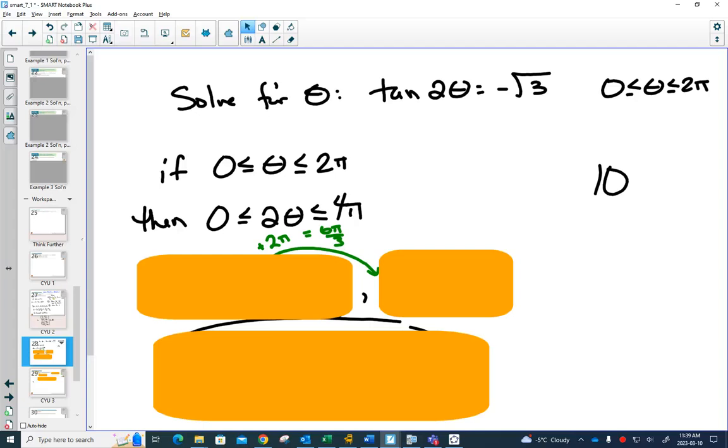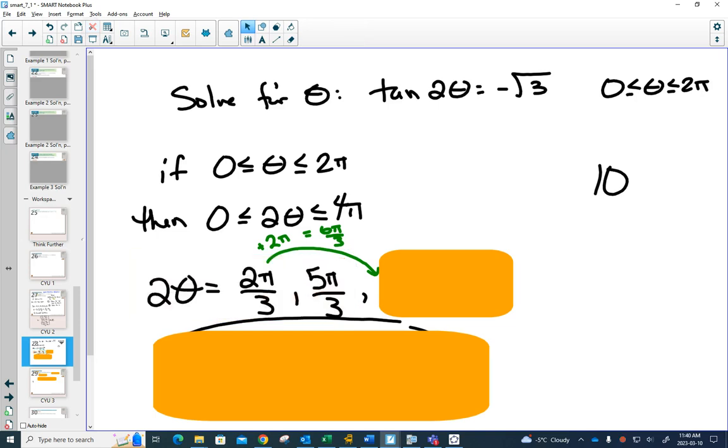Then we solve for 2 theta. Is root 3 on your pi plate for tan? Yes. What family? Pi over 3. And then, because it's negative, you would have to write your pi over 3 families in quadrant 2 and quadrant 4. So you would start by saying 2 theta is 2 pi over 3 and 5 pi over 3, but that is only once around your circle.